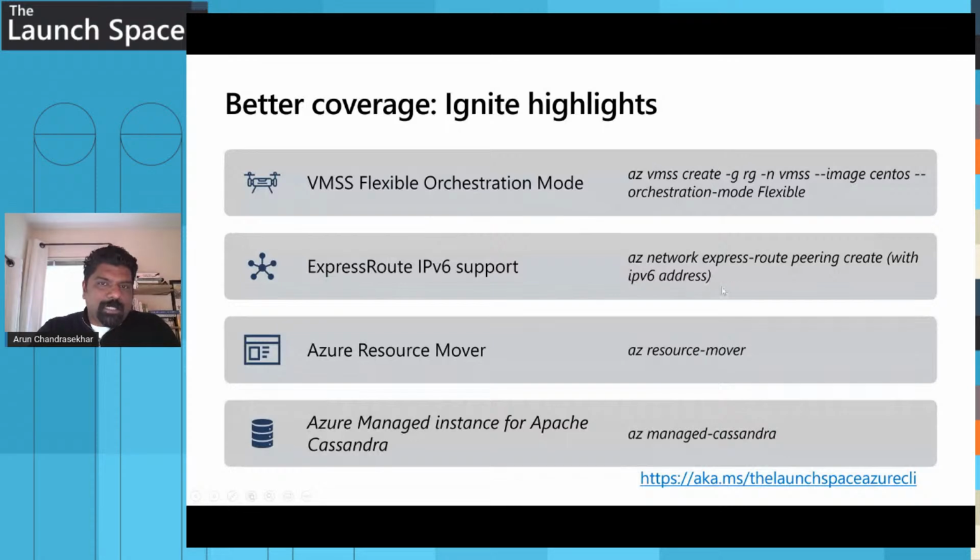You also have the Express Route IPv6 support, as well as brand new services that I talked about, like Resource Mover, which is really interesting, where it lets you move resources between regions, which is unique to Azure from a data center perspective. As well as the managed instance for Cassandra. These are just a few of the highlights that show how we're trying to keep up to the cadence of services rather than lag them drastically, right?